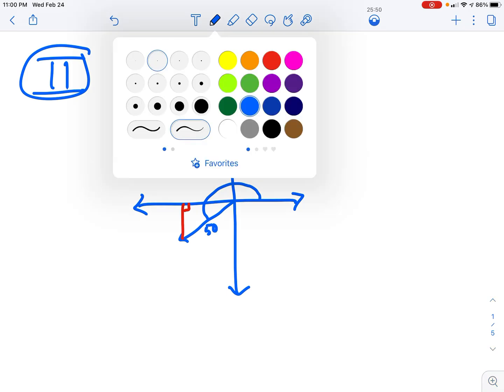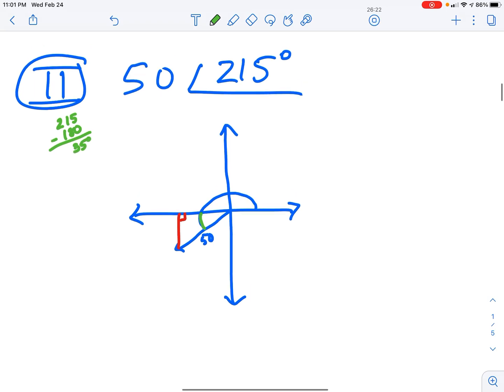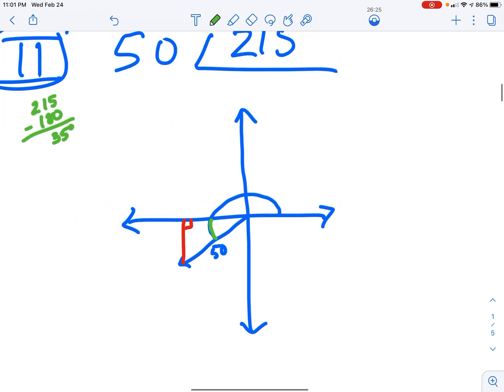Now I do have to figure out this angle. I'm going to change its color here. In here, we have to figure out what the measure of that angle is. We know that from this x-axis, when we went counterclockwise, we made a full 215 degree swoop. But I'm only interested in that little green portion there. So how are we going to figure this out? I'm going to take 215, and we're going to subtract the 180 from it, and that should give us what is left. And that's going to give us 35 degrees. So I'm going to put that inside there.